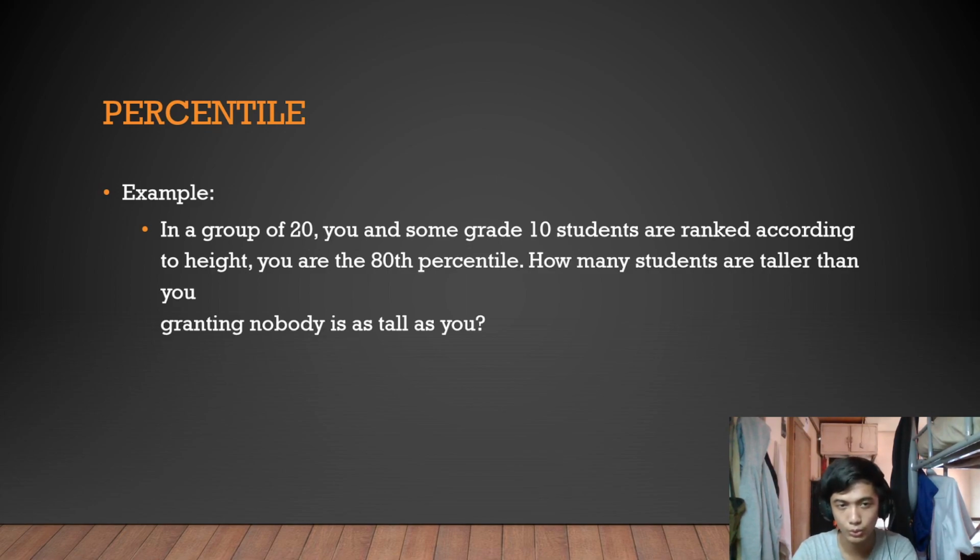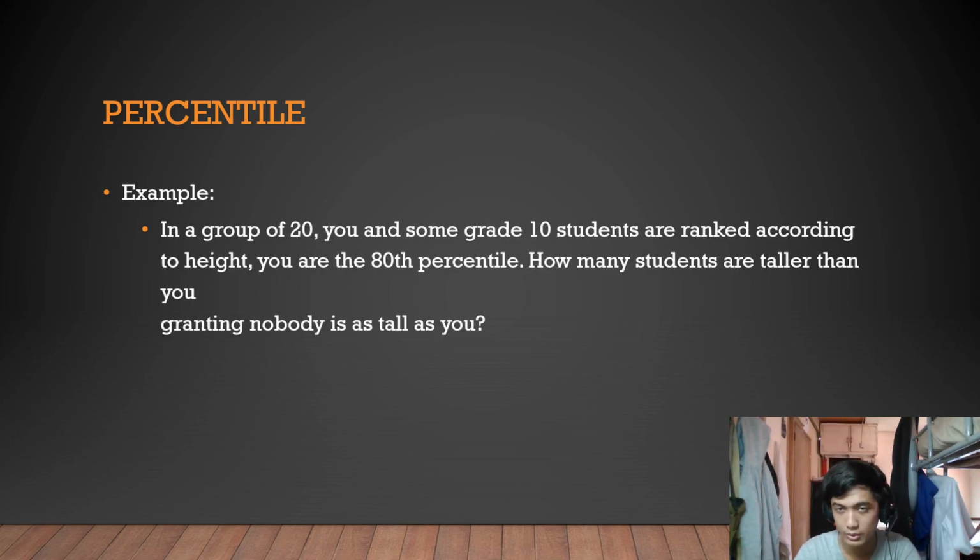Or we could also do it this way. 80th percentile corresponds to 80%. So that means you are taller than 80% of the people there. So how many is 80% of the group of 20? 80% times 20, that would be 16 students. That means that you are taller than 16 students in the group, including you, that would be 17.